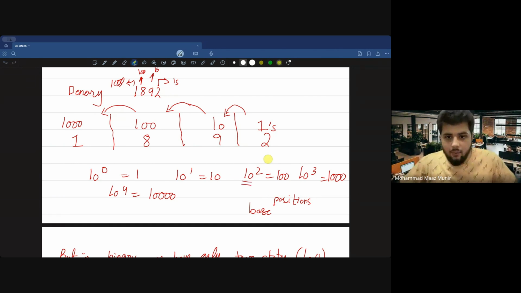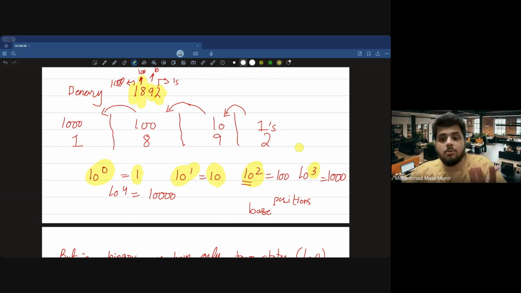And then let's say I want to find the position value for this specific element. It's going to be 10 raised to power 0, which is basically going to be 1. Then for the first one, 10 raised to power 1, which is basically 10. Then 10 raised to power 2, which is 100. And 10 raised to power 3 for the third position. Now, if I wanted to go for the fifth position, it would have been 10 raised to power 5, which would have been 100,000, right?